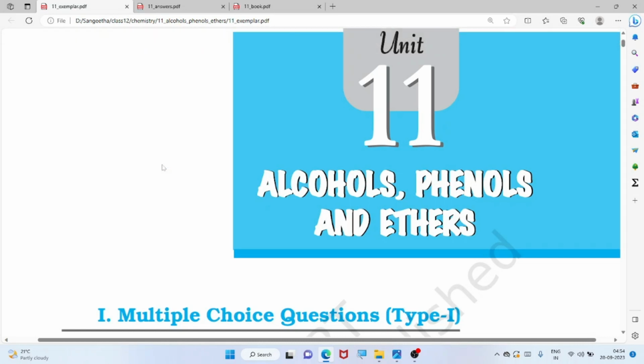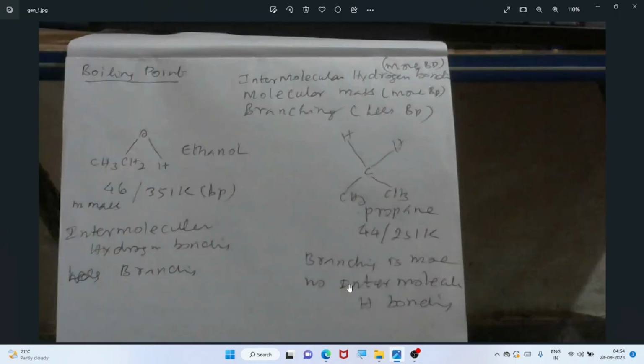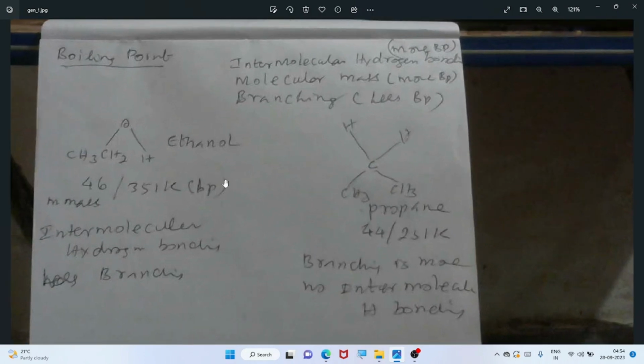Okay, we will go through the exemplar problems in Class 12 Chemistry, Chapter 11, Alcohols, Phenols and Ethers. Okay, now some basic things.